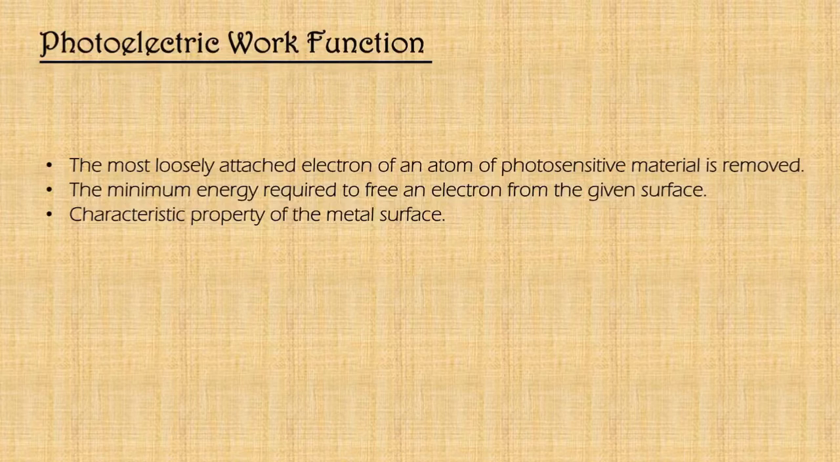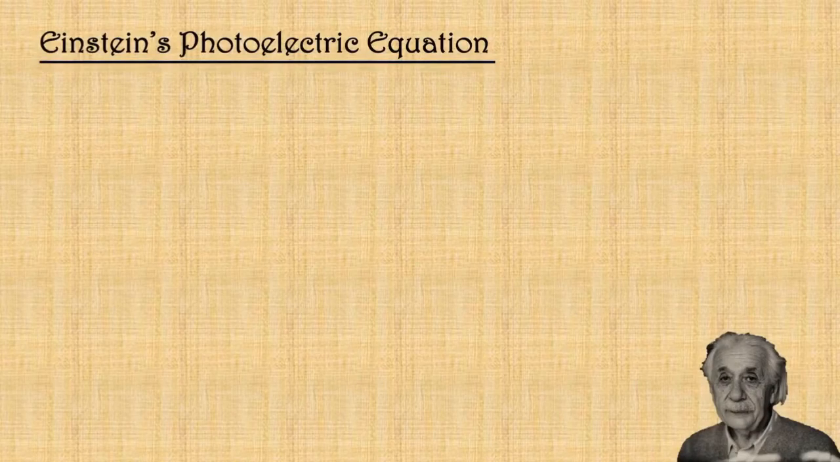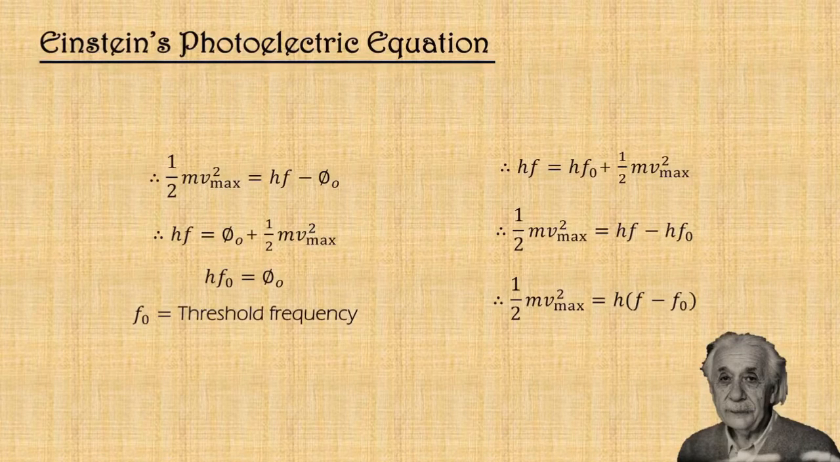The work function is the characteristic property of the metal surface. Mathematically, work function equals h times f₀. Let m be the mass of the electron and v_max be the maximum velocity of the photoelectron by which it will be ejected. Therefore, we have 1/2 m v² equals hf minus the work function. We can now rearrange the function, and since hf₀ equals the work function, we can rewrite it as hf equals hf₀ plus 1/2 m v².